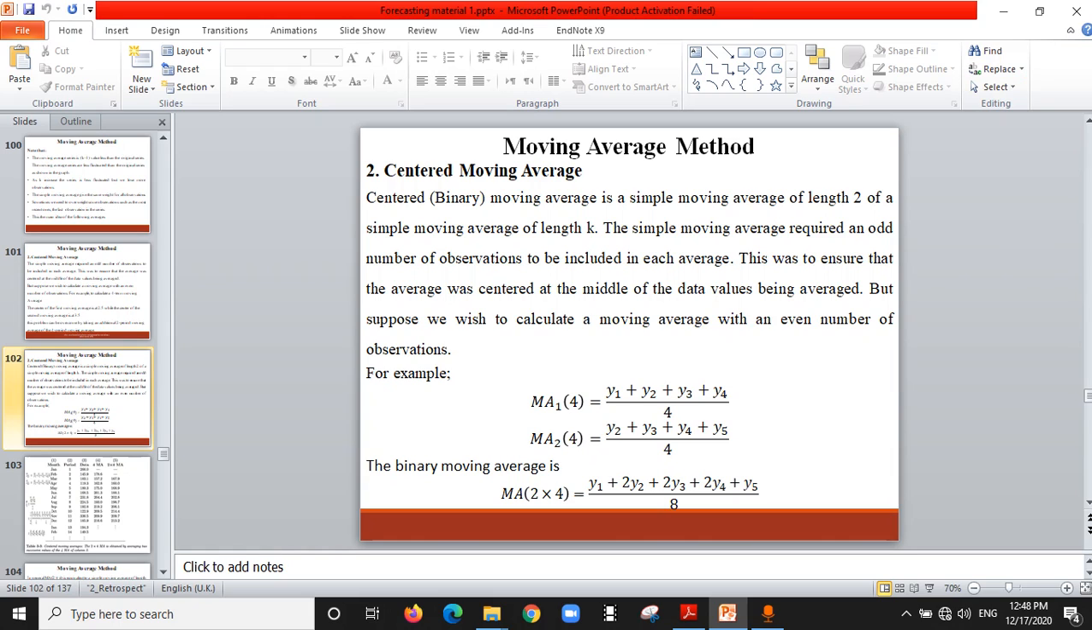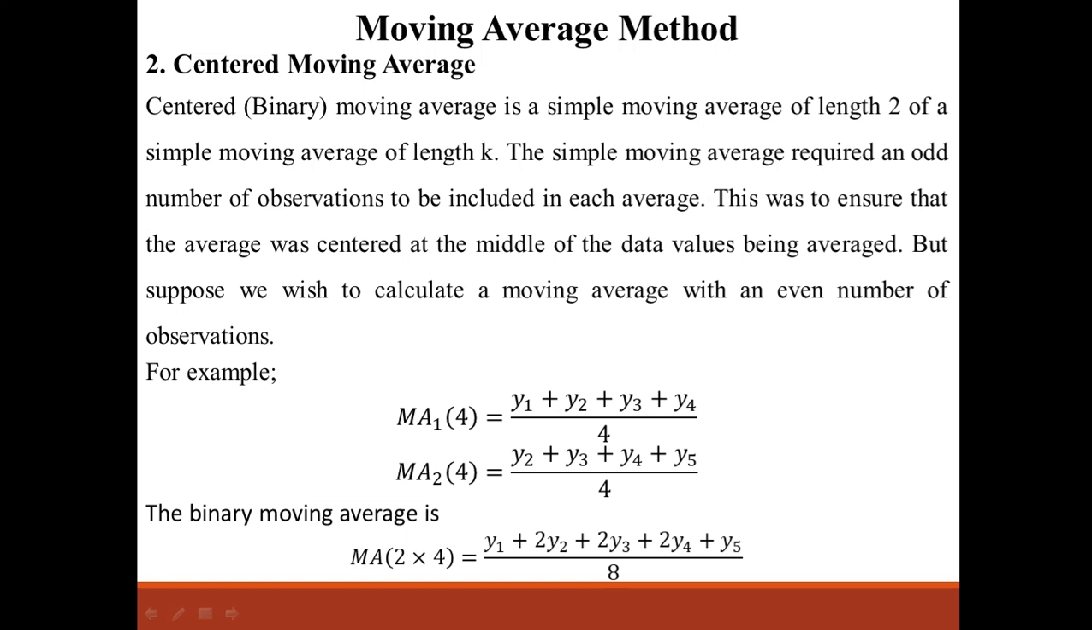This was to ensure that the average was centered at the middle of the data values which is being averaged. But suppose we wish to calculate a moving average with an even number of observations, for example, these two moving averages. This is the first moving average of the first 4 observations, and this is the second moving average of the latest 4 observations.